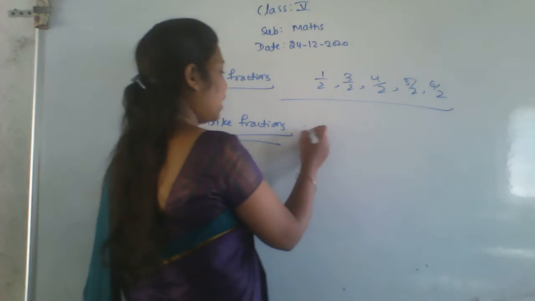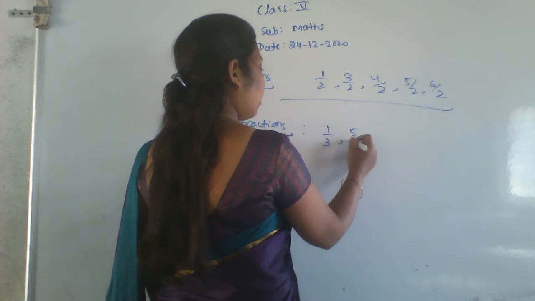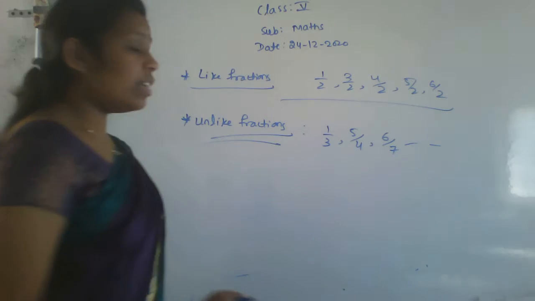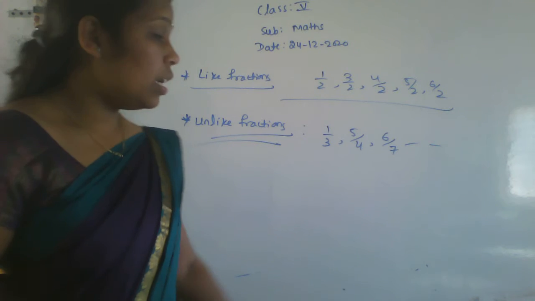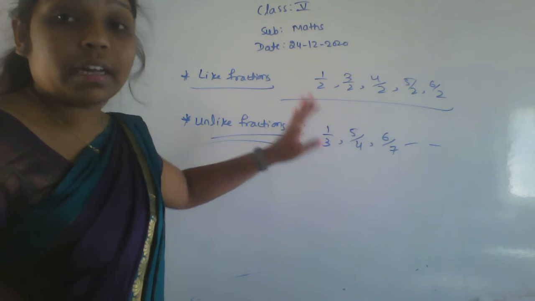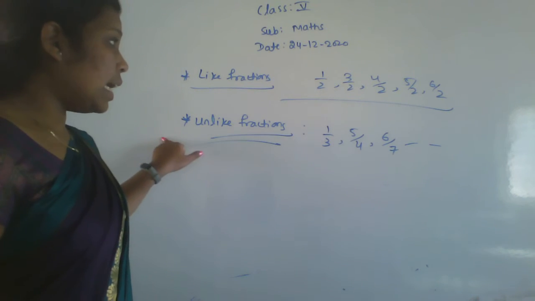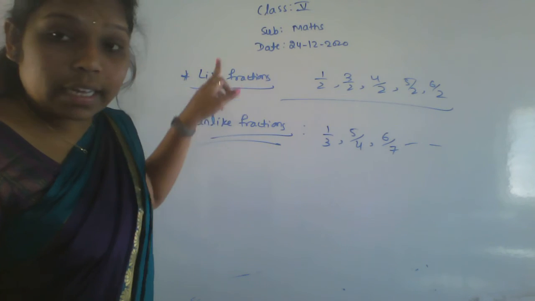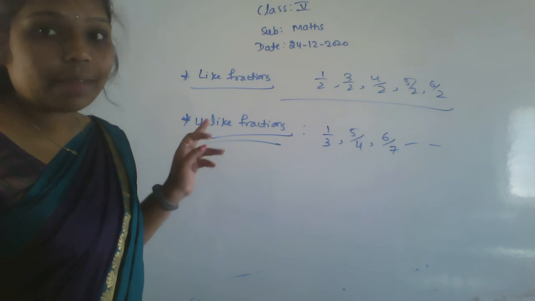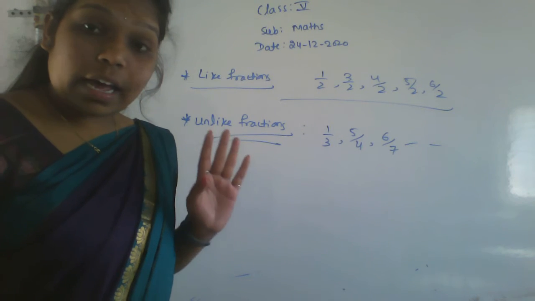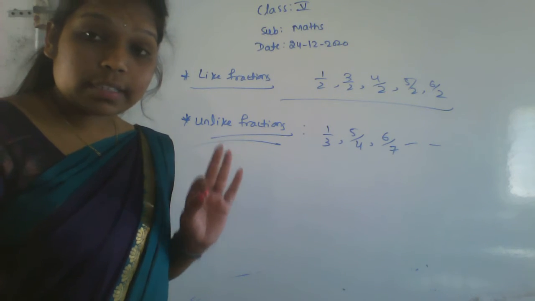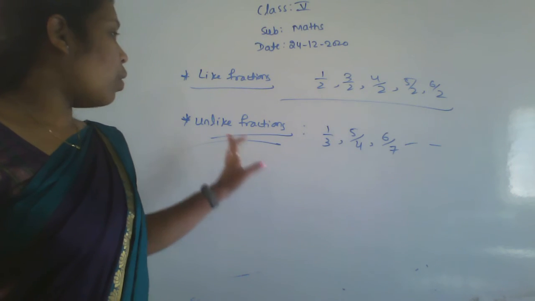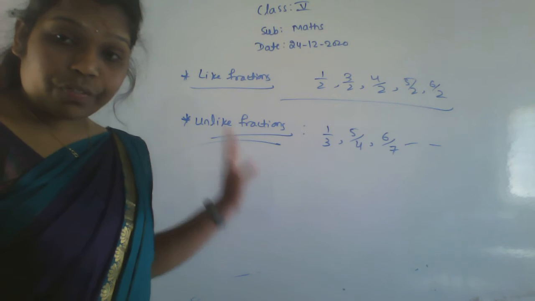See here. Unlike means 1 by 3, 5 by 4, 6 by 7, and so on. So if the denominator is not the same, then it is called an unlike fraction. If the denominator is the same, then it is called a like fraction. A like fraction is nothing but having the same denominator value. If the denominator value is not the same, then they are called unlike fractions.